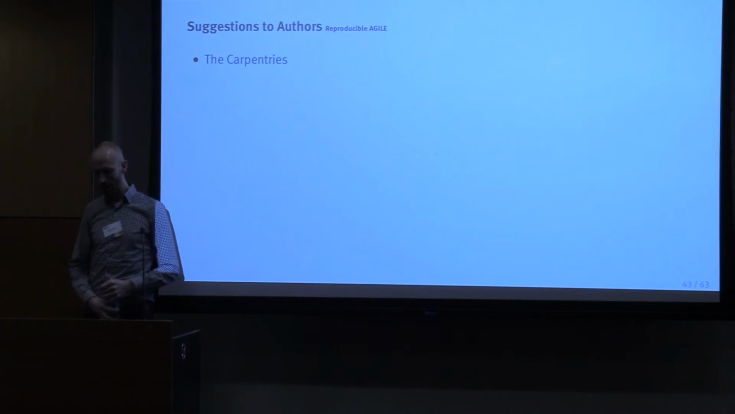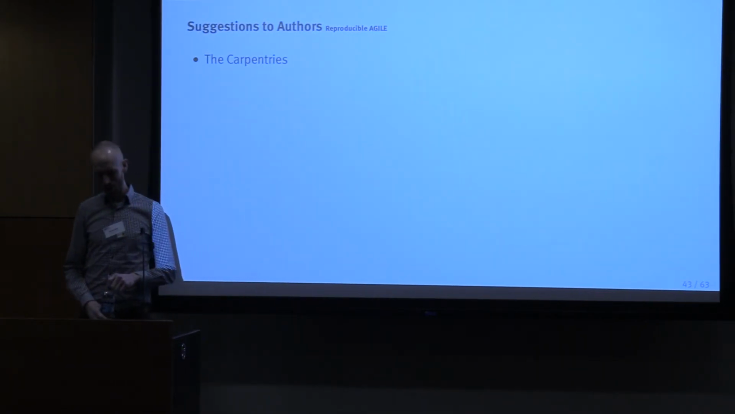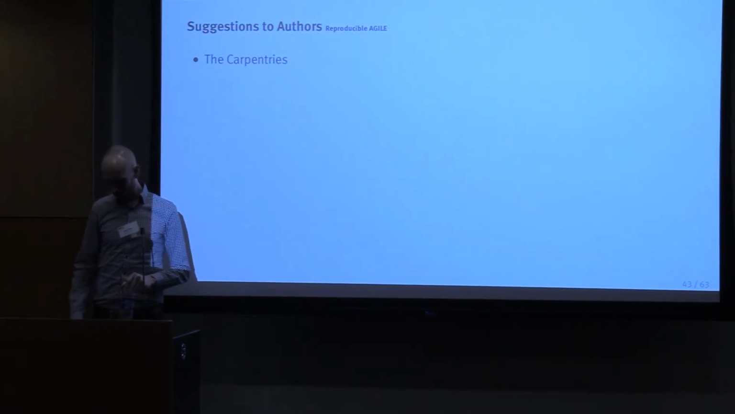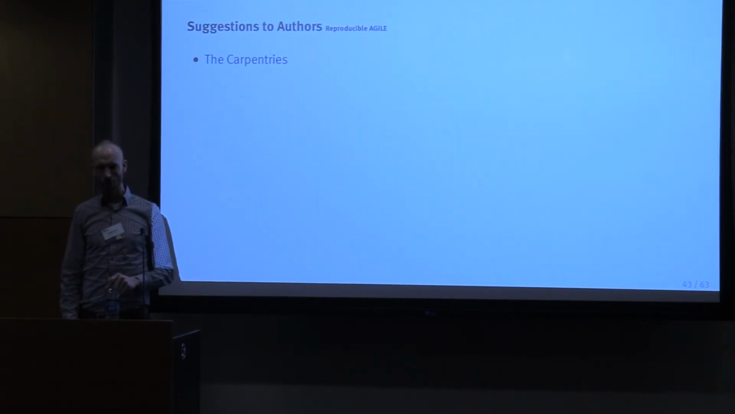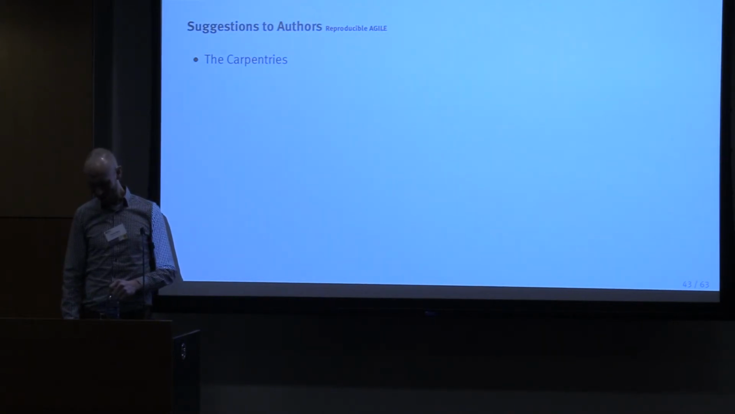So from the Reproducible Agile paper, we came up with a few suggestions for what authors could do. One of them is to take a carpentry course. Who knows what Data Carpentry, Software Carpentry is? Excellent, that's good. So there are organizations out there. We don't have to reinvent that. There's also a geospatial curriculum. But if you have an undergraduate student or a PhD student just starting, send them to the Carpentries workshop for them to improve the way that they work with their virtual laboratories.